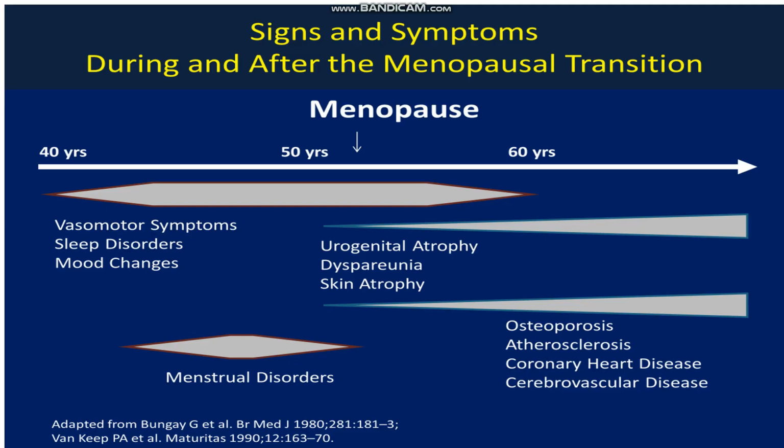As the age passes, the changes in the epithelium result in problems of the urogenital system, resulting in dyspareunia, dysuria, frequency of urinary symptoms, and skin atrophy. During the last years of age, extending from after 50 years till the end of life, the chronic problems like osteoporosis and also the metabolic problems like atherosclerosis, coronary heart disease, and cerebrovascular disease are more common.